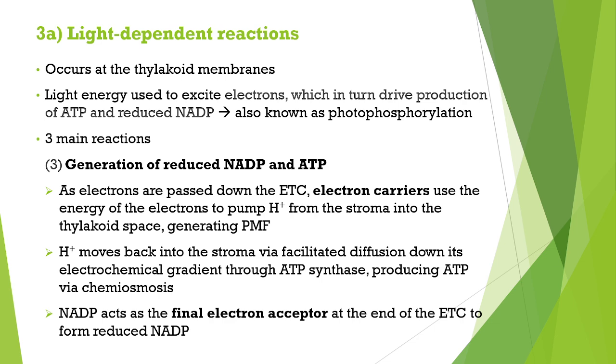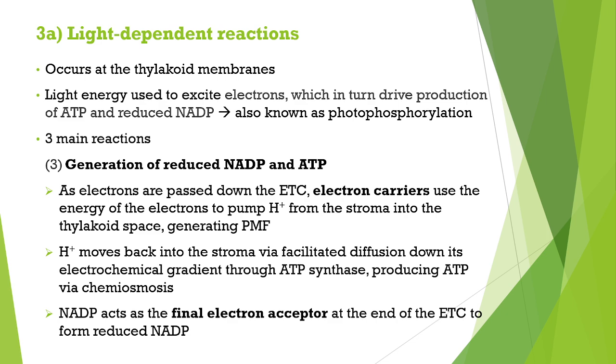Right, so the electron carriers will use the energy from the electrons to pump H plus from the stroma into the thylakoid space. So in the thylakoid space right now, we have this very high concentration of H plus or protons, and this high concentration is also called the proton motive force. Okay, so with this high concentration, the H plus wants to move back into the stroma. That is done via the ATP synthase. So the H plus can diffuse back from the thylakoid space into the stroma down the concentration or electrochemical gradient, through the ATP synthase.